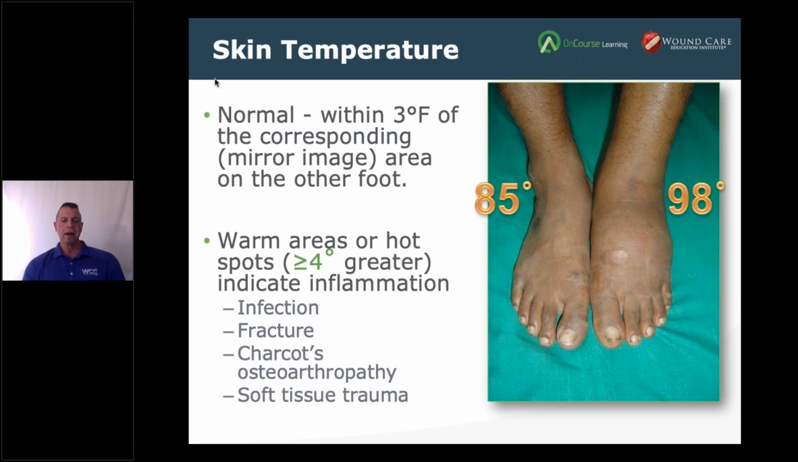That would indicate really nothing of significance, to have about a 3-degree discrepancy. However, warmer areas, when you get into 4 or more, this generally can indicate inflammation that's occurring in the tissue. Now, the underlying cause we may not know immediately. It could be infection, could be a fracture, they could have developed Charcot's osteoarthropathy, or just soft tissue trauma. Can all lead to inflammatory responses, which is going to significantly, of course, elevate skin temperatures.